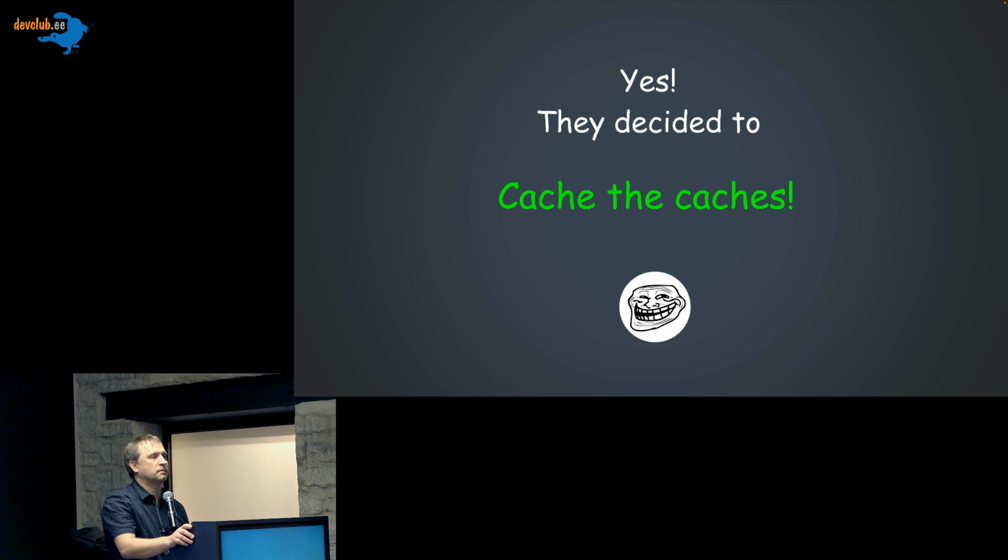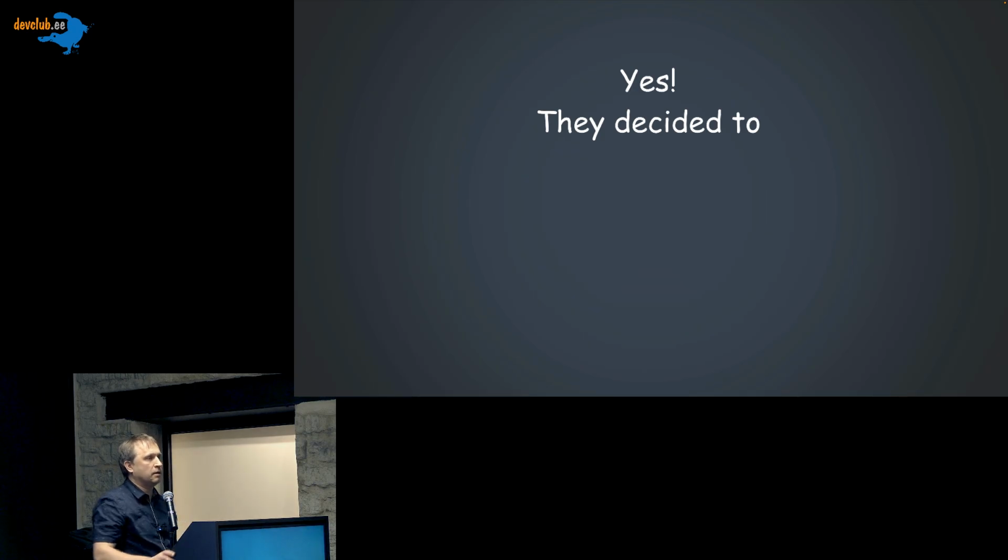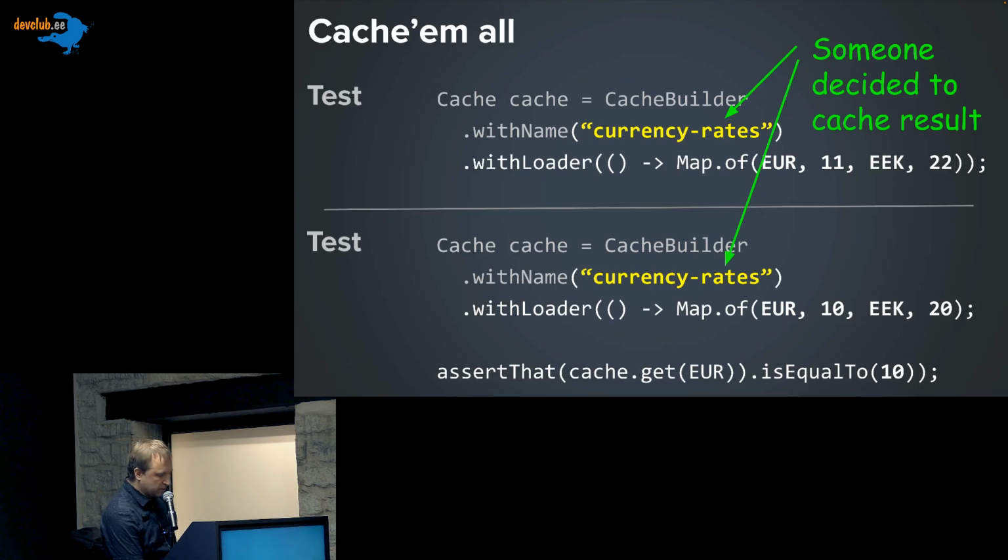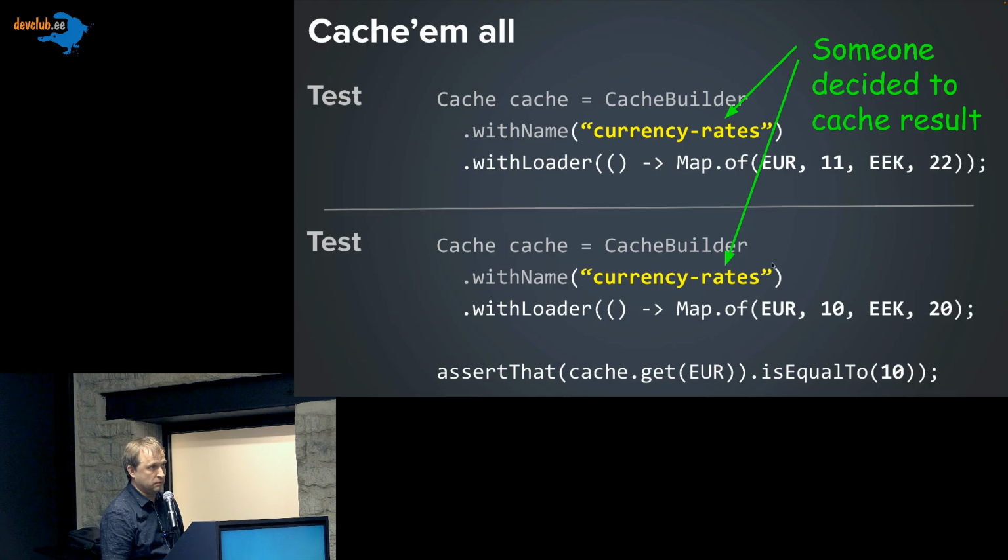Why didn't the test fail then? The problem is that when you run this test separately, it works. It gets 11 and asserts 11. And when you run the other test separately, it works. It gets 10 and asserts 10. But in CI you run both. Yes, in CI you run both, but this cache that caches the caches has some expiration time. It expires after a few seconds or minutes, something like that.